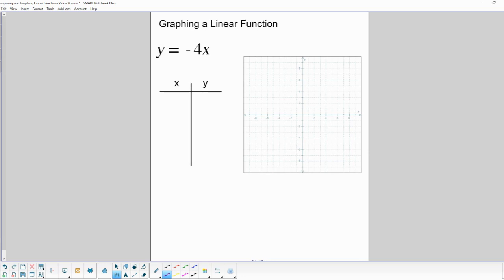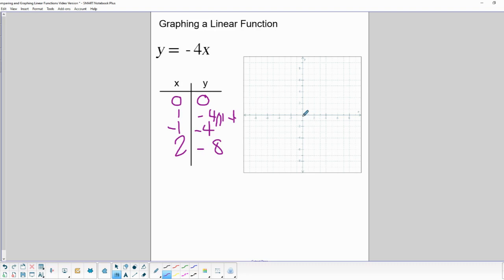Okay, how about this one? Let's plug in some values. I always like to pick the small numbers because they're near the origin and it's just easy to graph them. So if I put in 0 for X, -4 times 0 would be 0. If I put in 1 there, -4 times 1 would be -4, right? How about -4 times 2? -4 times 2 would be -8.